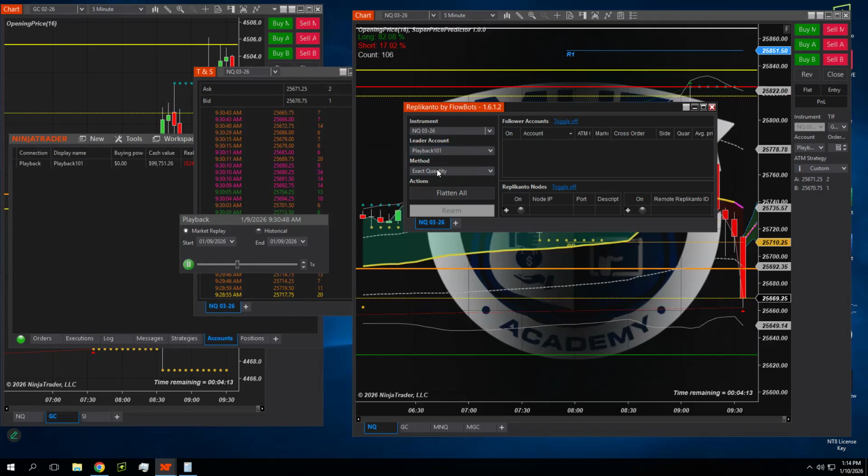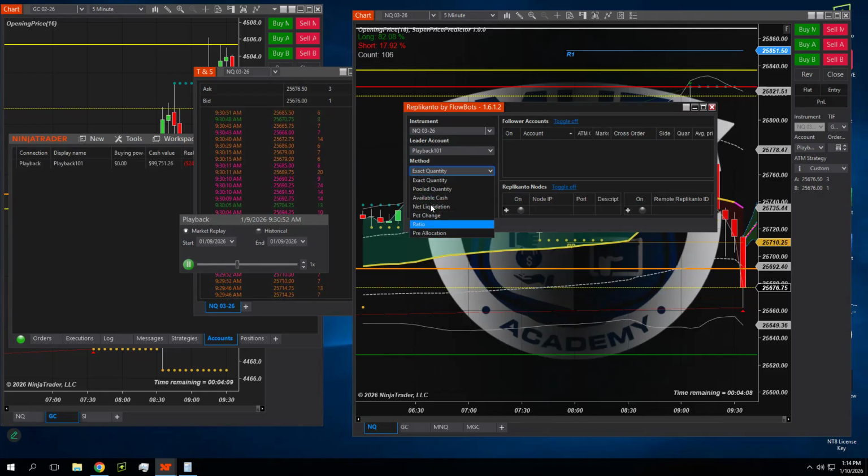Okay. Because you're using exact quantity. Now, once you start messing with all these, they all mean something different. I don't mess with none of these. I just go exact quantity. So if I take one contract on this ATM strategy, all the accounts are going to follow that same ATM strategy. Now you can switch it up.